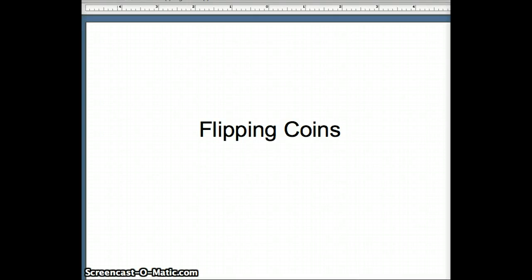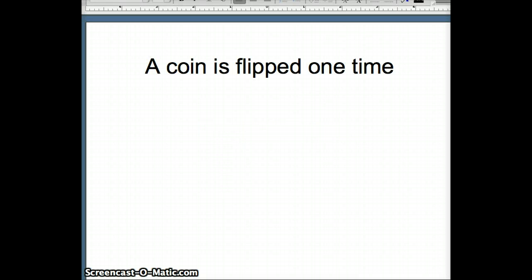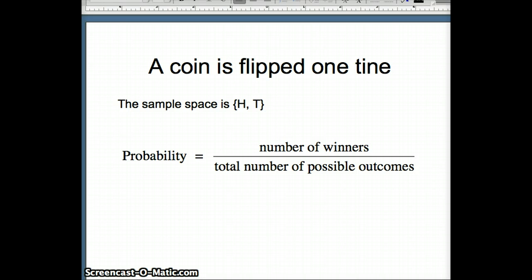In this lesson, we're going to look at the probabilities we get from flipping coins, one of the standard examples that's used to motivate the concept of probability. So we're going to take a look at flipping a coin one time. And if you do that, there are two possible outcomes. And those two possible outcomes give us a sample space. We either have a heads or we have a tails.